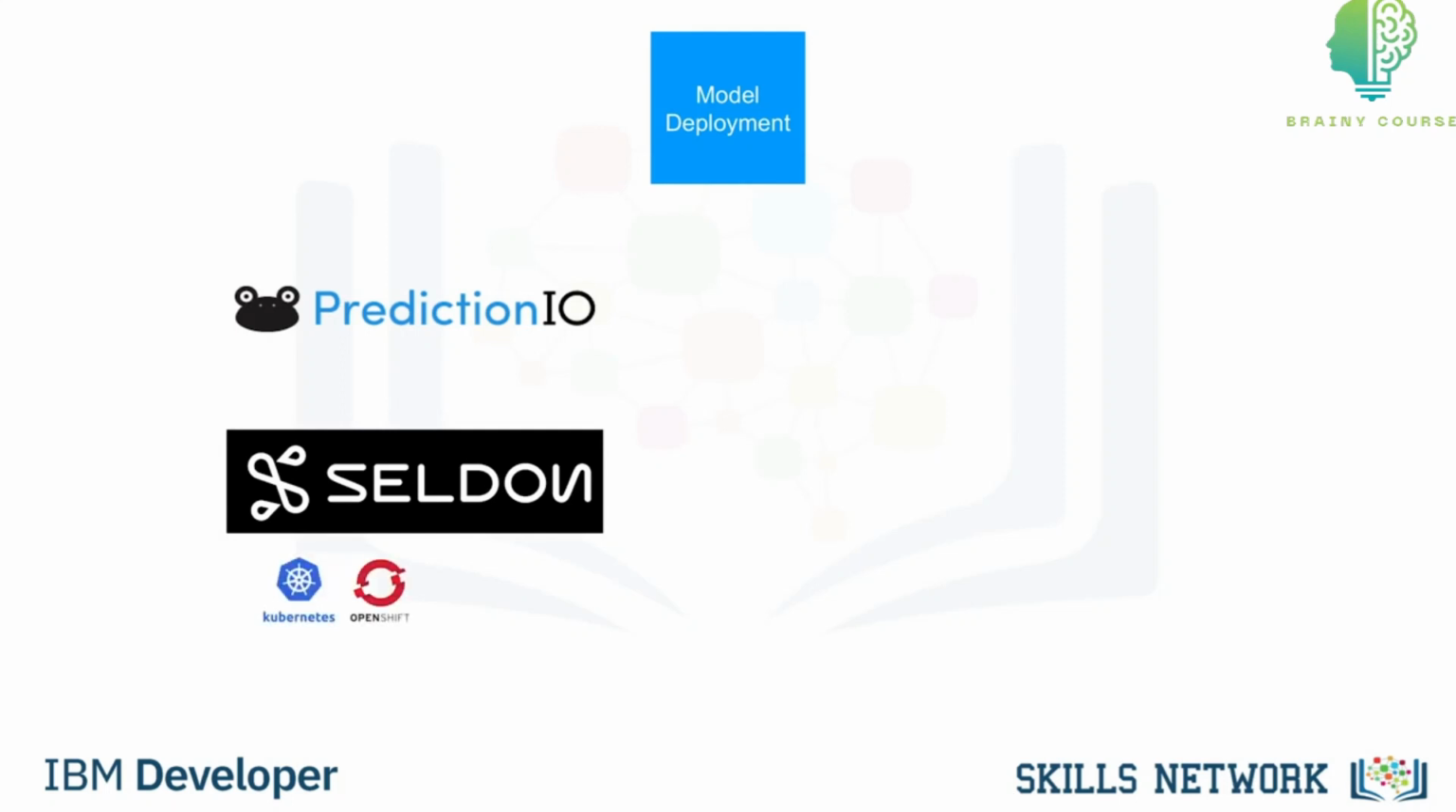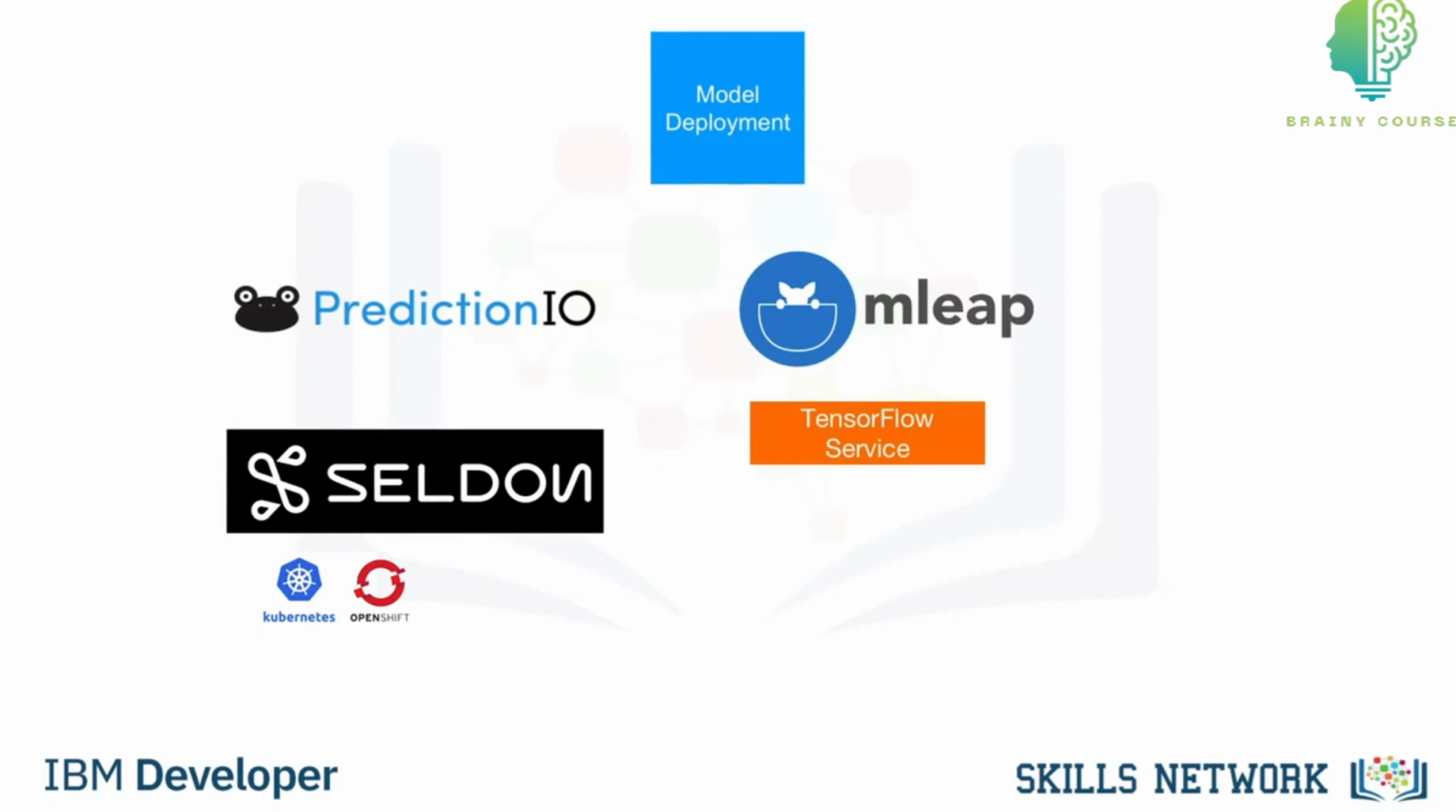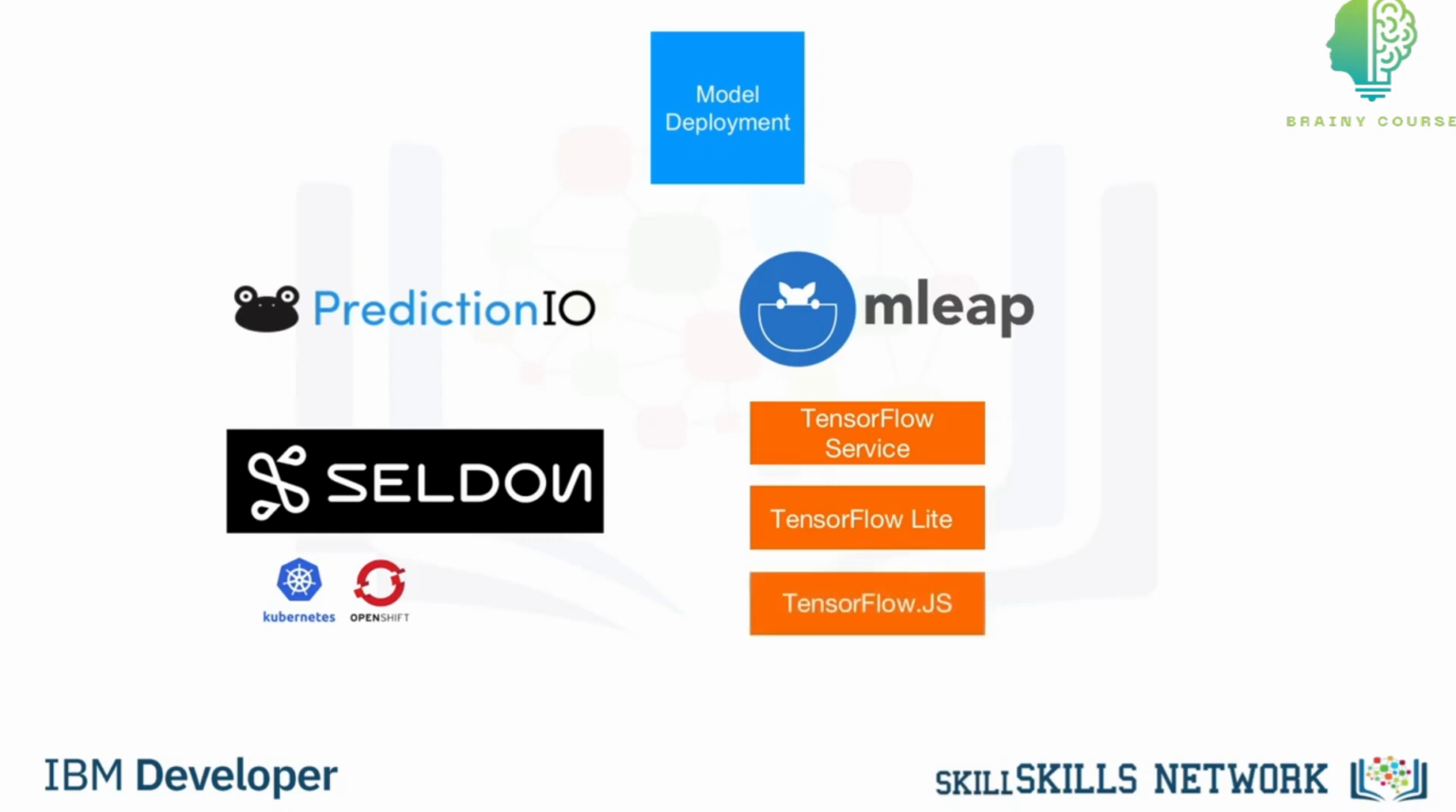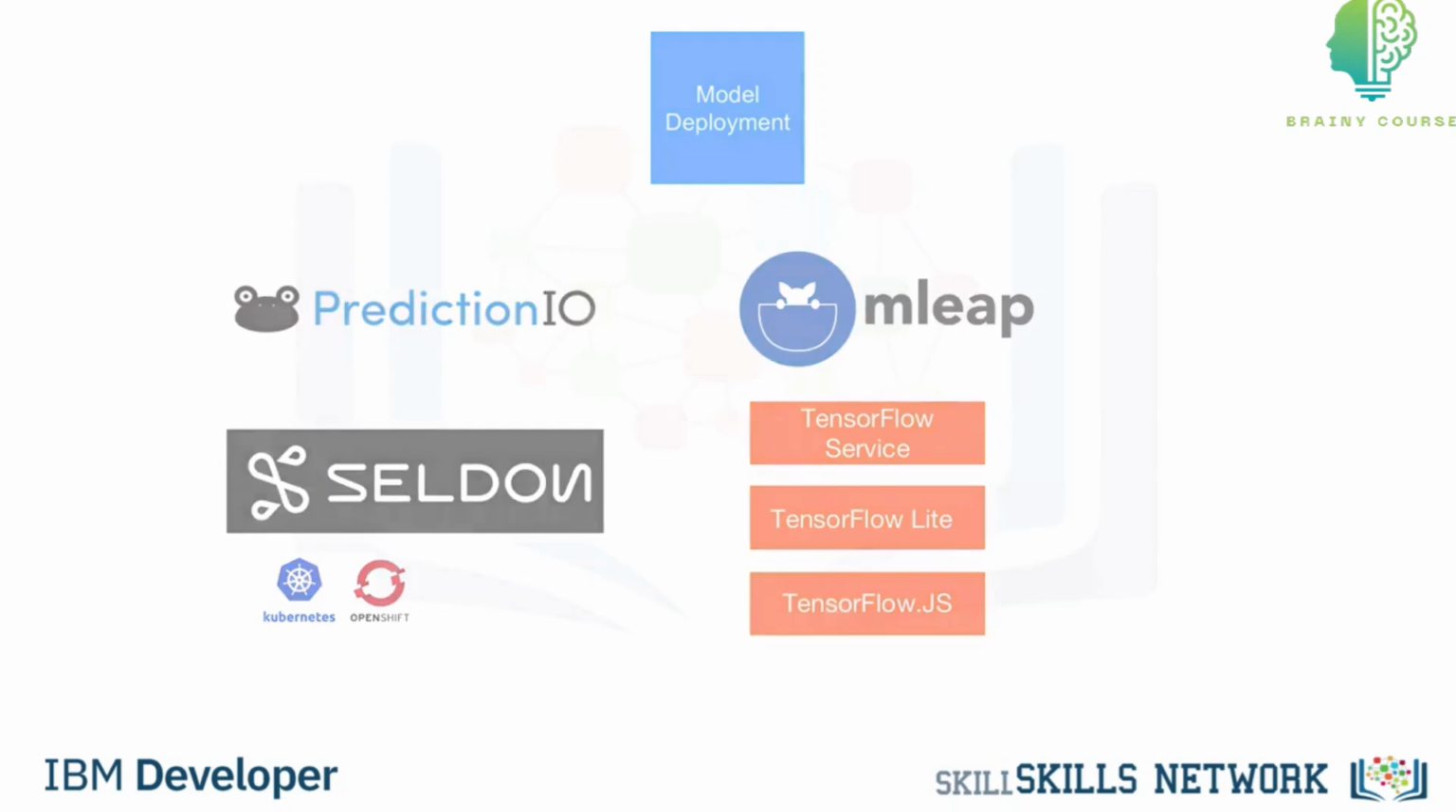Another way to deploy Spark ML models is using mLeap. Finally, TensorFlow can serve any of its models using the TensorFlow service. You can deploy to an embedded device like a Raspberry Pi or a smartphone using TensorFlow Lite, and even deploy to a web browser using TensorFlow.js.